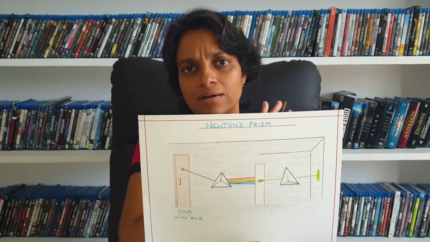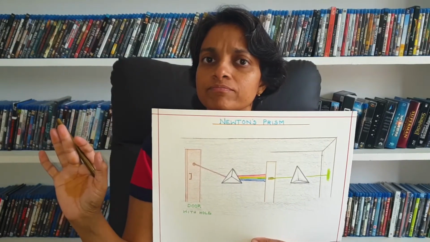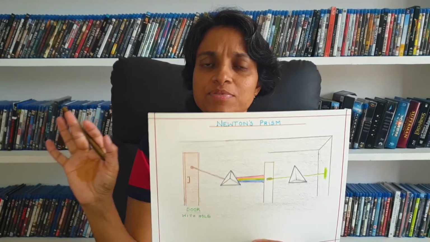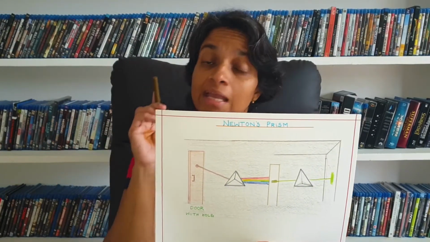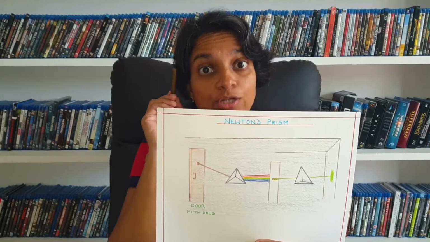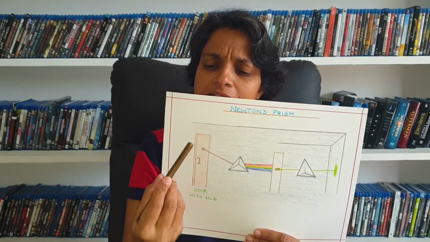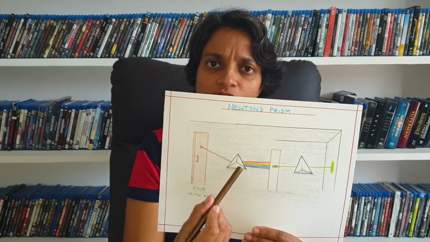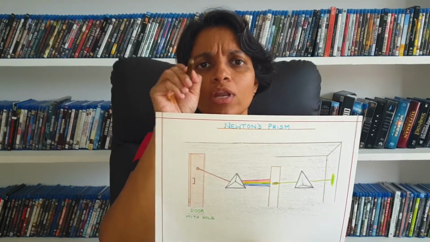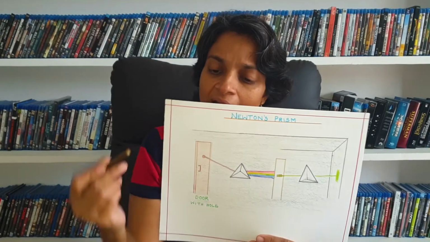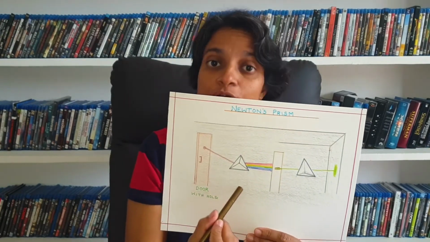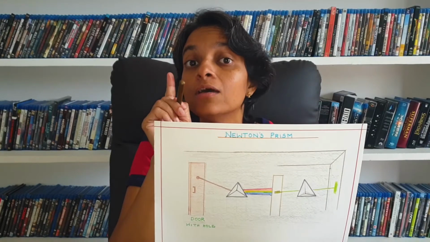Newton darkened the whole room. He covered it up such that there was no other source of light entering the room. Into that darkened room, he just let in one beam of sunlight by boring a small hole in the window shutters, and sunlight streamed into the room through that hole only.